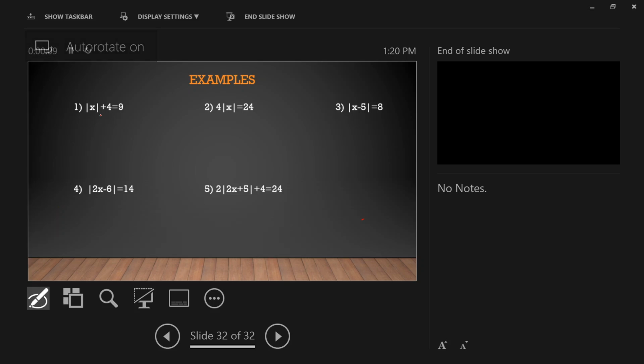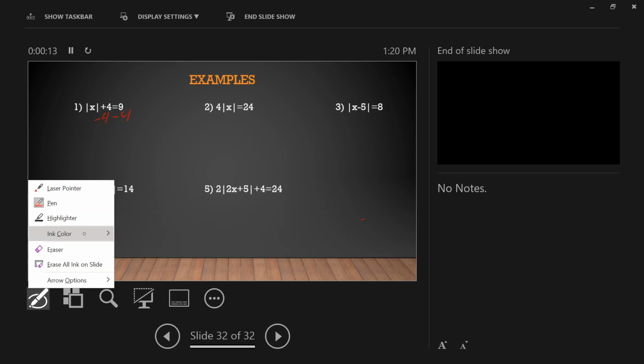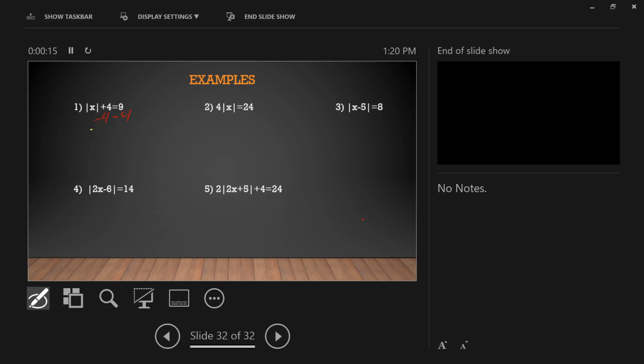So, first one. Subtract the 4 from both sides. We get the absolute value of x is equal to 5. So in this case, positive and negative, x is equal to 5 and negative 5. Second one, divide both sides by 4. So the absolute value of x is equal to 8. We would split it. We would get x is 8 and negative 8.